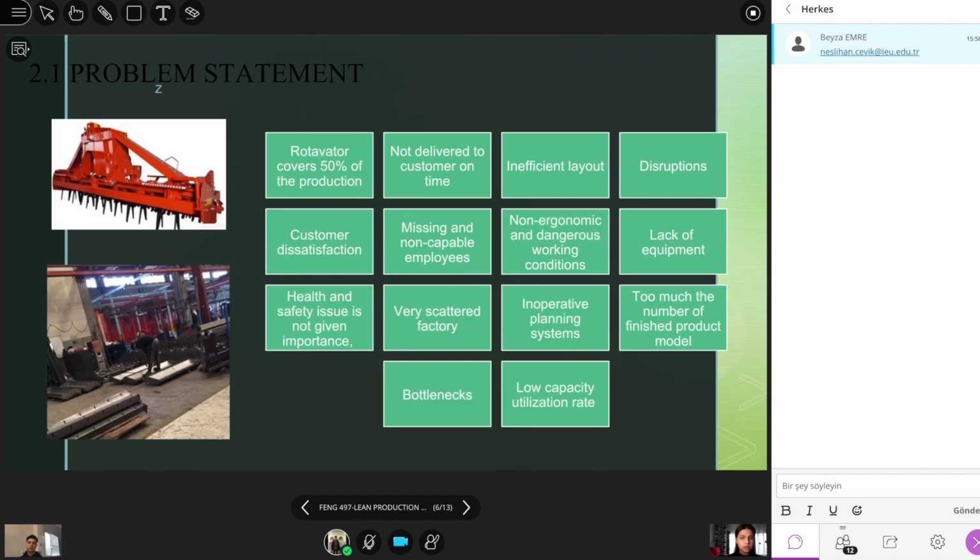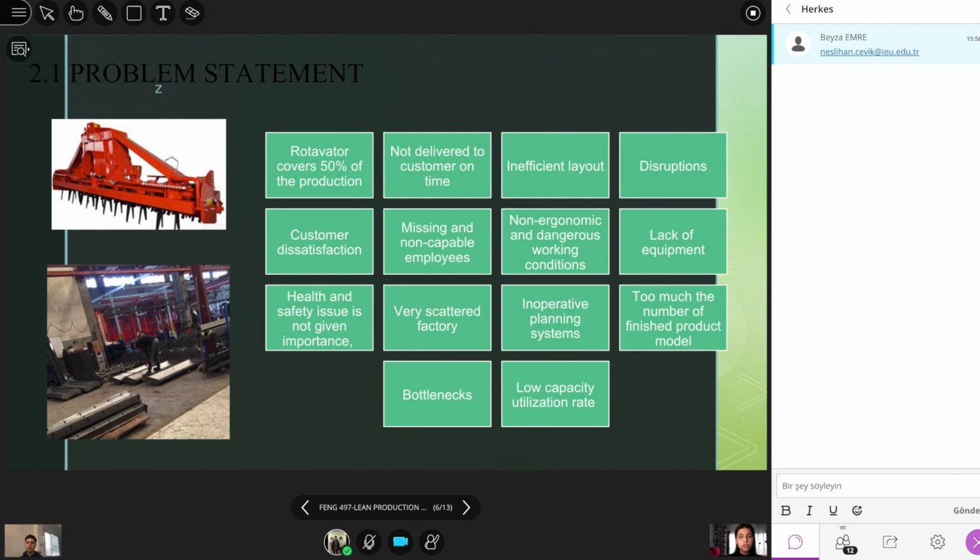Now, I will explain the problem statement. Turkey Agricultural Machinery is a company that produces roughly 36 types of agricultural machinery. The machine that makes up 50% of this production is the rotavator. The process with the most production time is welding, which is part of the rotavator production. For this reason, it is the bottleneck. Therefore, the product we decided to work on is the rotavator. You can see the rotavator in the first picture.